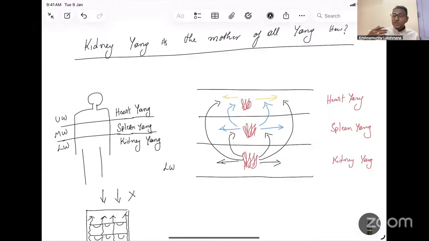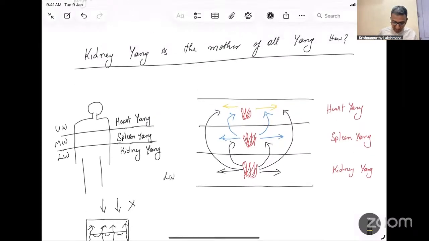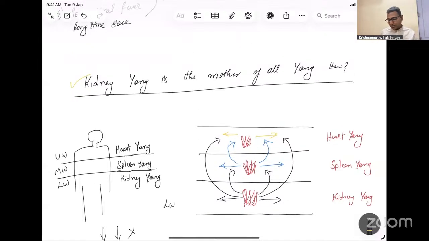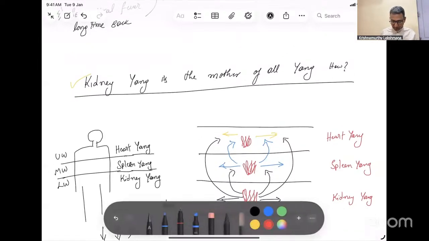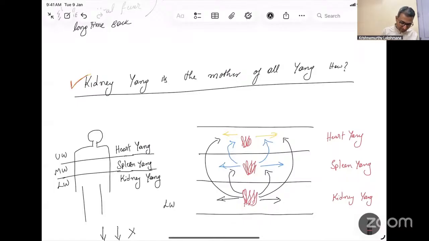Now, which yang is present in all the yangs? Kidney yang is present in the lower warmer, the middle warmer, and also the upper warmer. So the kidney yang is present in all the other yangs. So that is why kidney yang is the mother of all yang. Does it make sense? Yes, sir. Clear? Yes, sir.